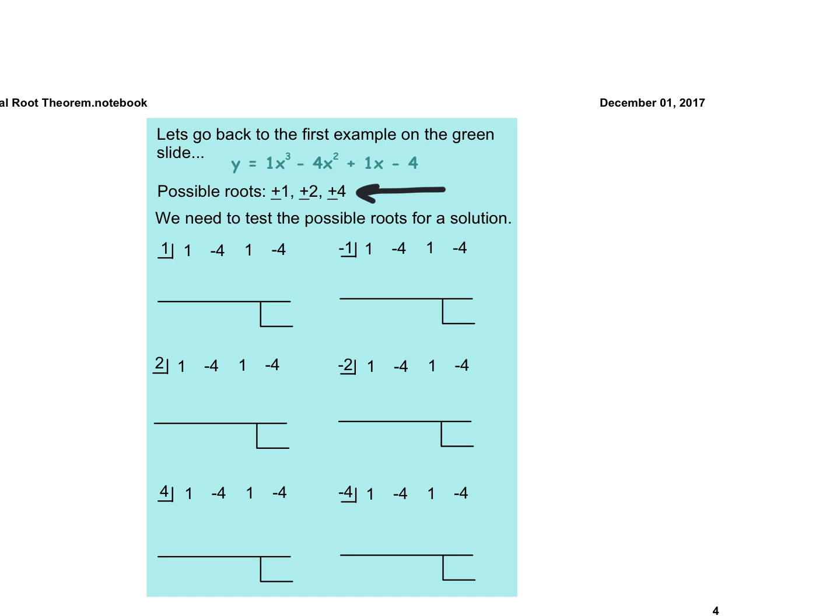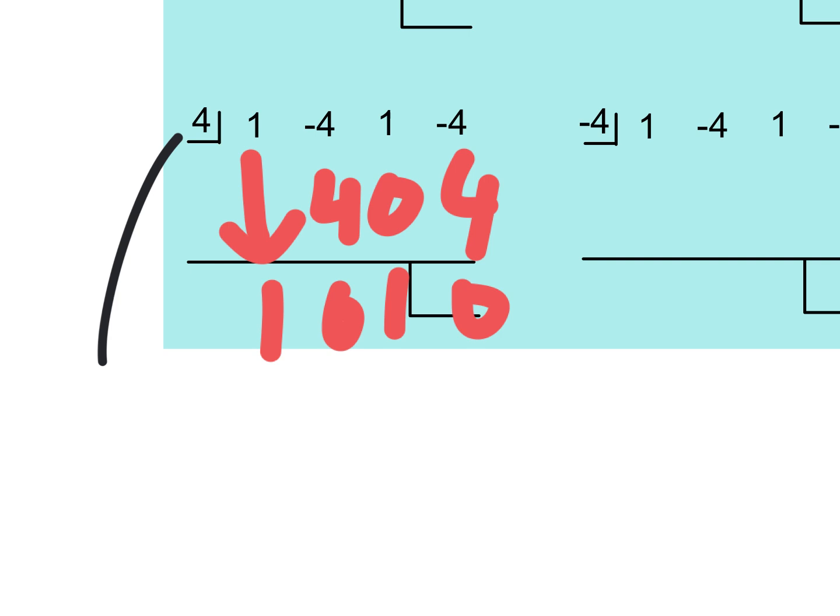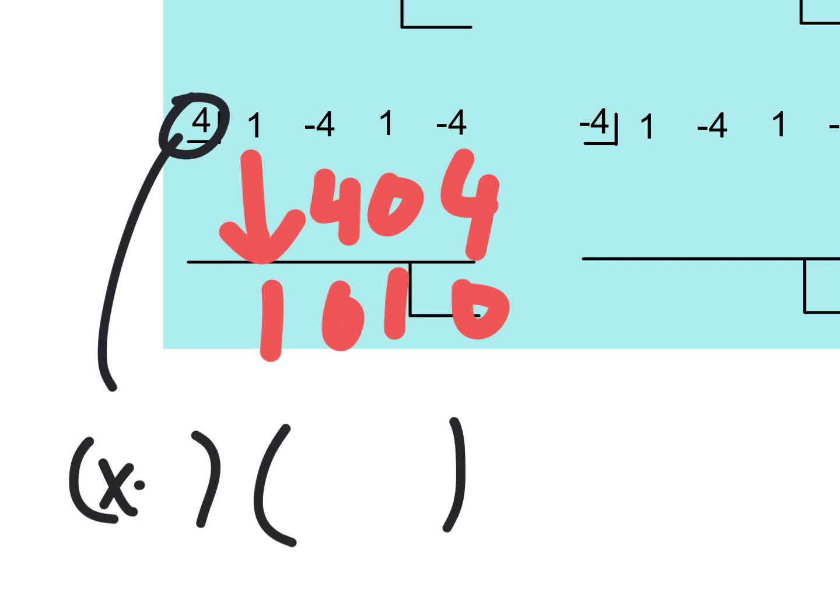Who found it? Which one was it, Leo? 4? All right, I'll check you. 1 goes here, 1 times 4 is 4, add them, 0. Multiply them, 0, add them, 1. 1 times 4 is 4, 0 remainder, awesome. Then don't forget that you gotta actually write the factors. This 4 gives me an x minus 4. And there's a 1 here. 0 x's, I don't even have to write a 0x. This is x squared, and then this is plus, and there we go.